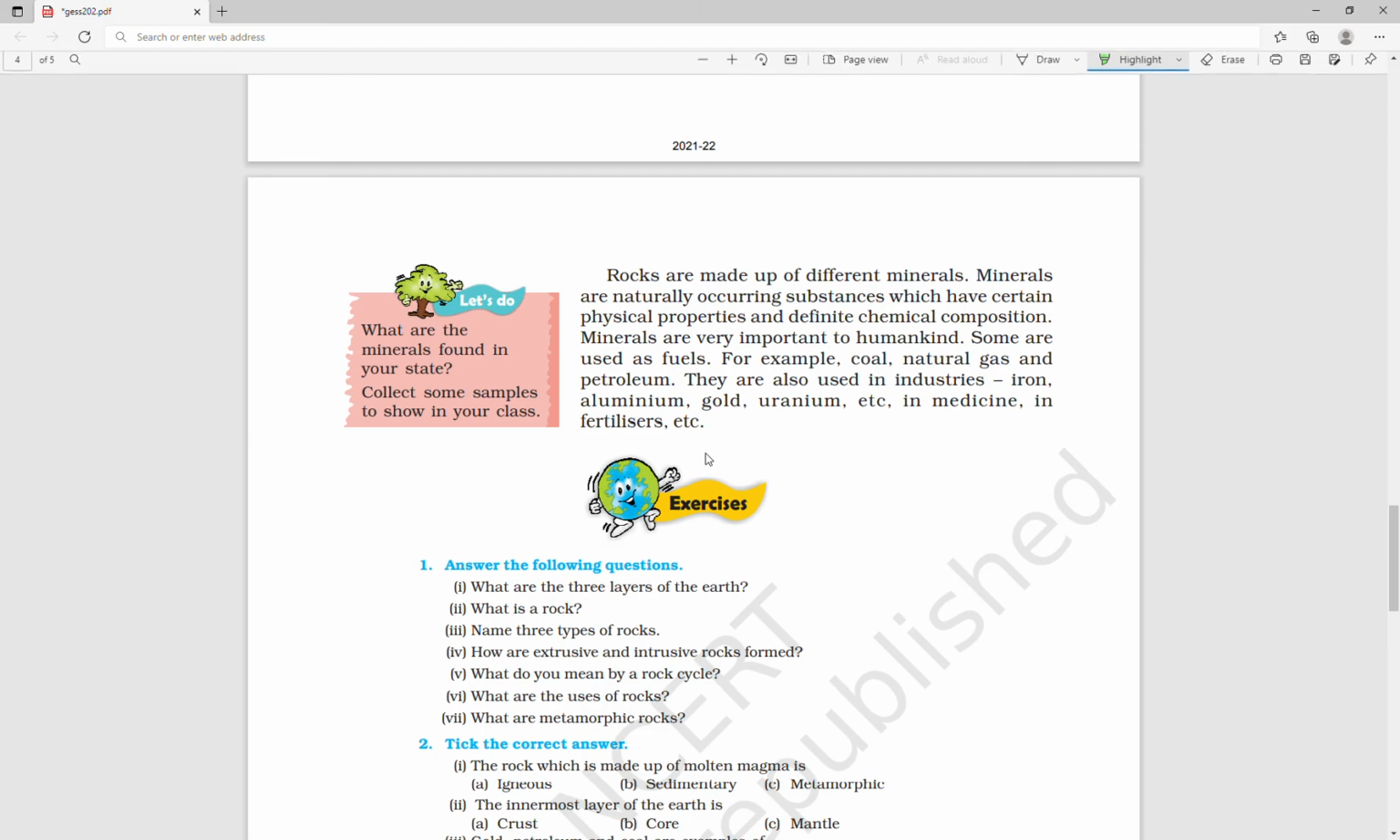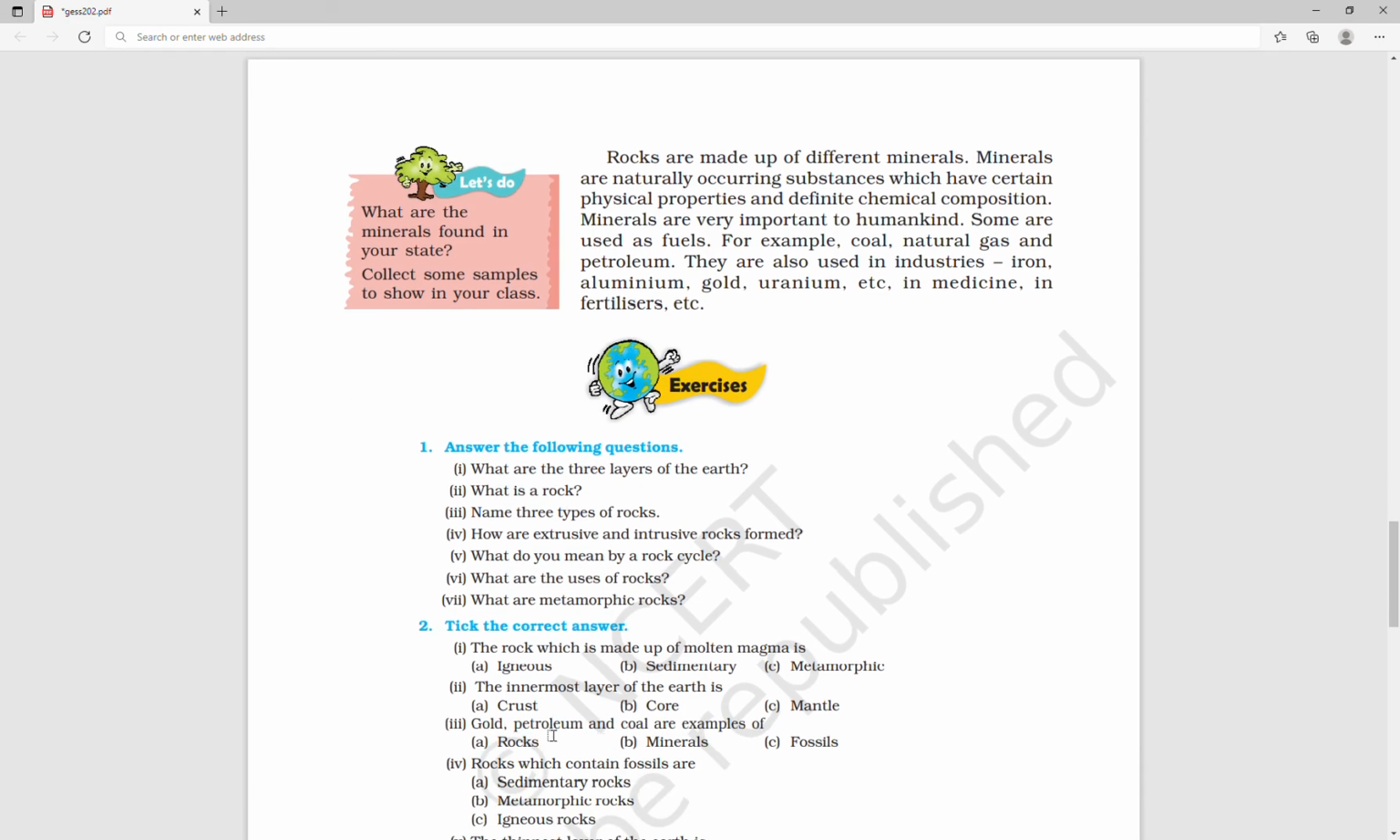Rocks are made up of different minerals. Minerals are naturally occurring substances which have certain physical properties and a different chemical composition. Minerals are very important to humankind. Some are used as fuels, for example coal, natural gas and petroleum. They are also used in industry: iron, aluminium, gold, uranium, etc. in medicine, in fertilizers, etc.